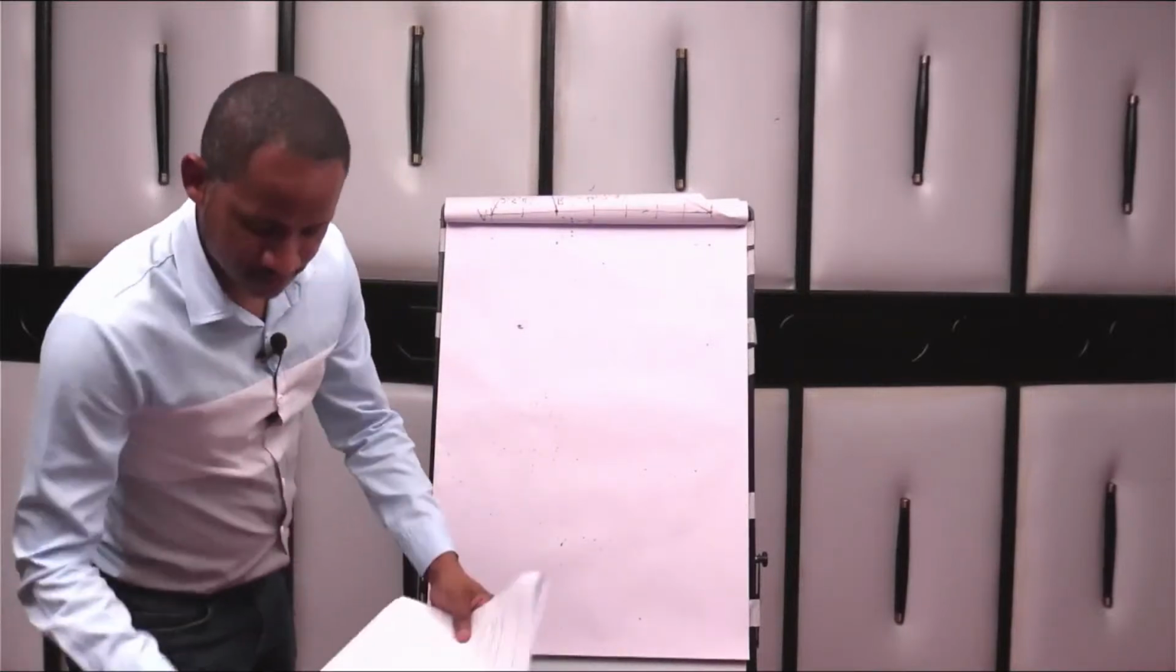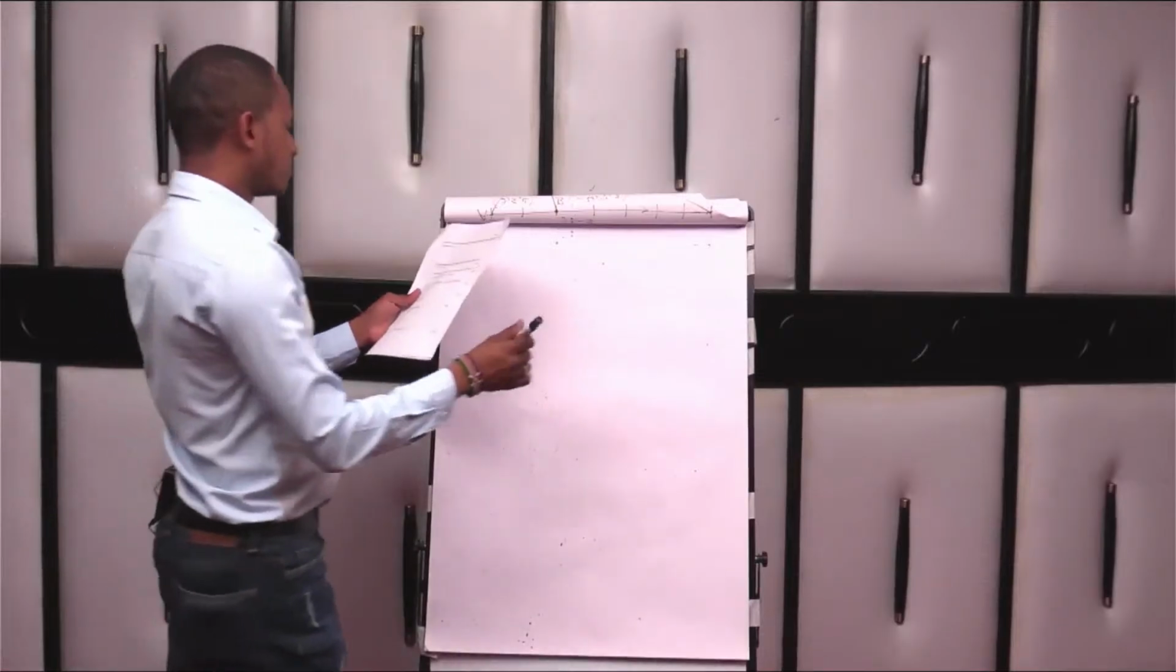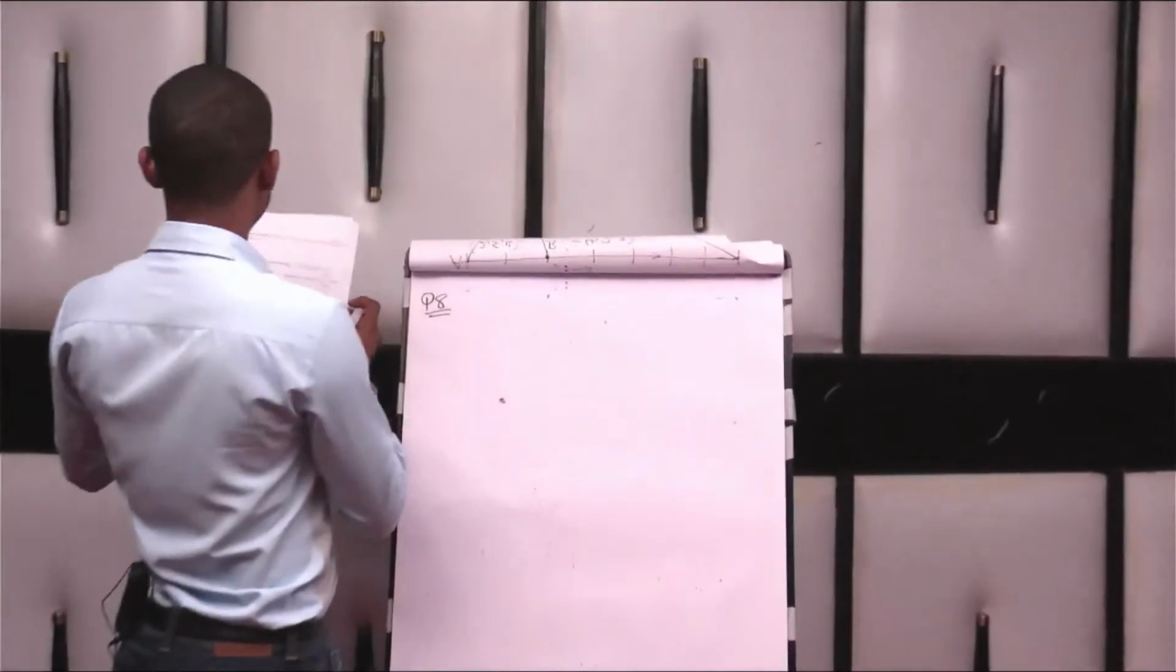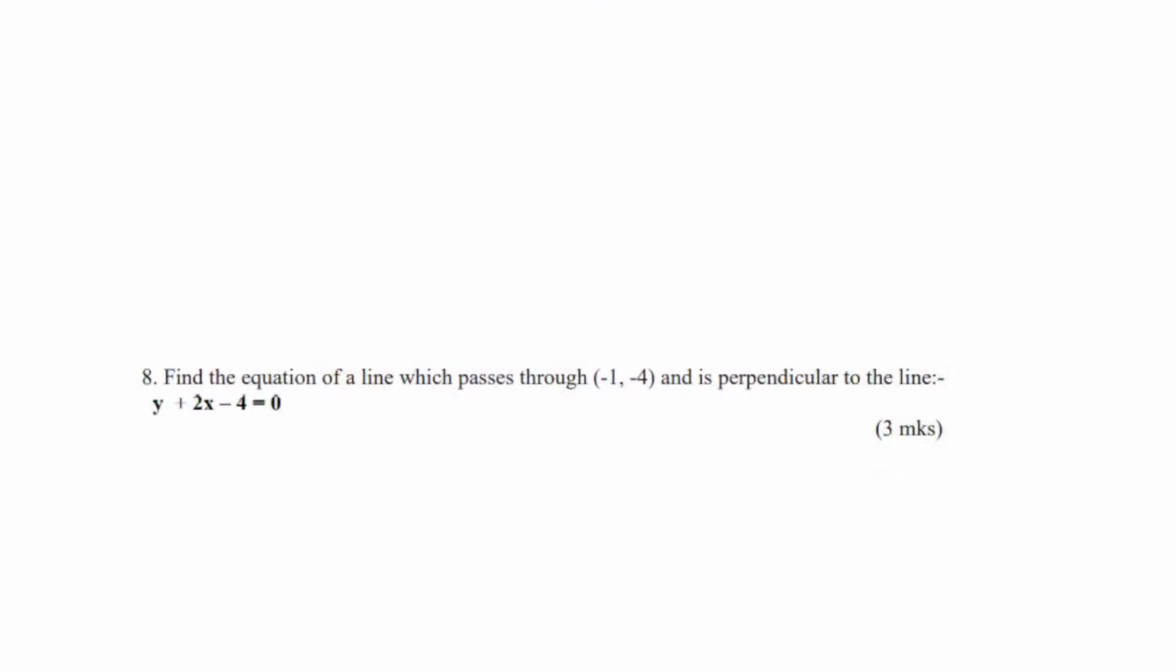Now we are going faster. Question number 8. Find the equation of a line which passes through negative 1, negative 4, and is perpendicular to the line y plus 2x minus 4 equals 0.